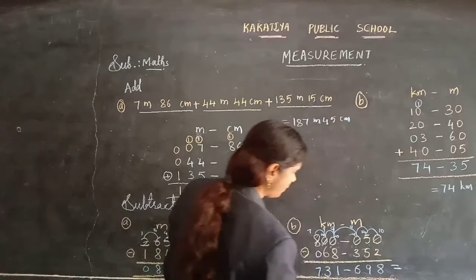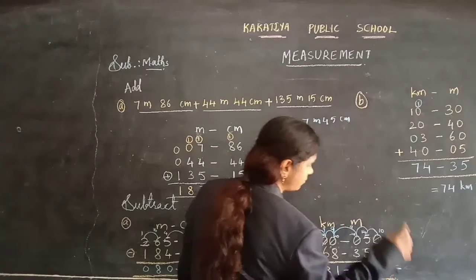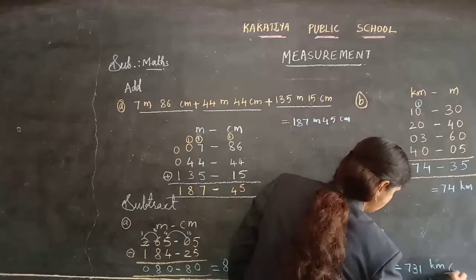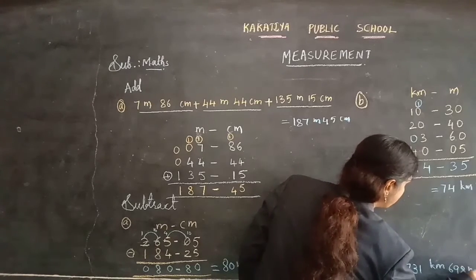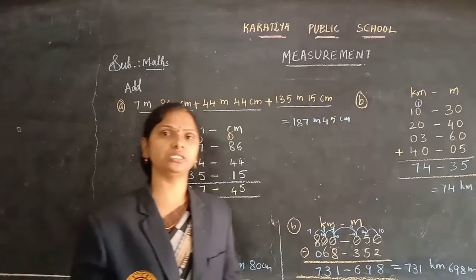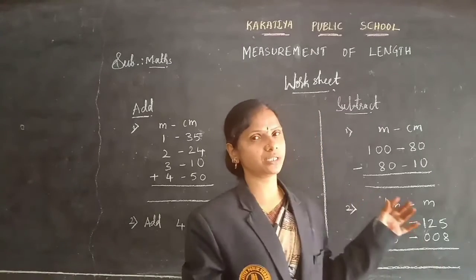So what the answer will be? 731 kilometers, 698 meters. So these are the additions and subtractions, children. Yes children, I hope you understood the concept of additions and subtractions.